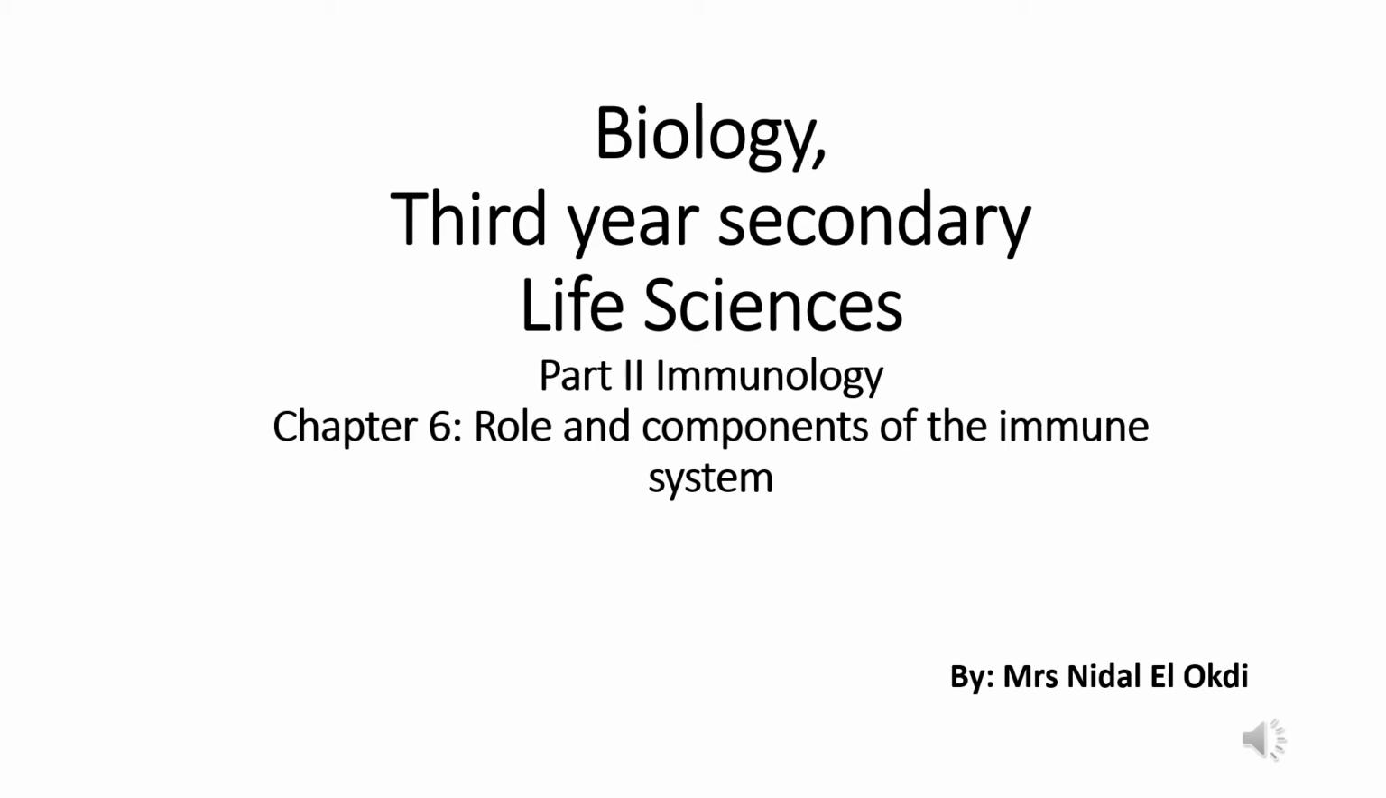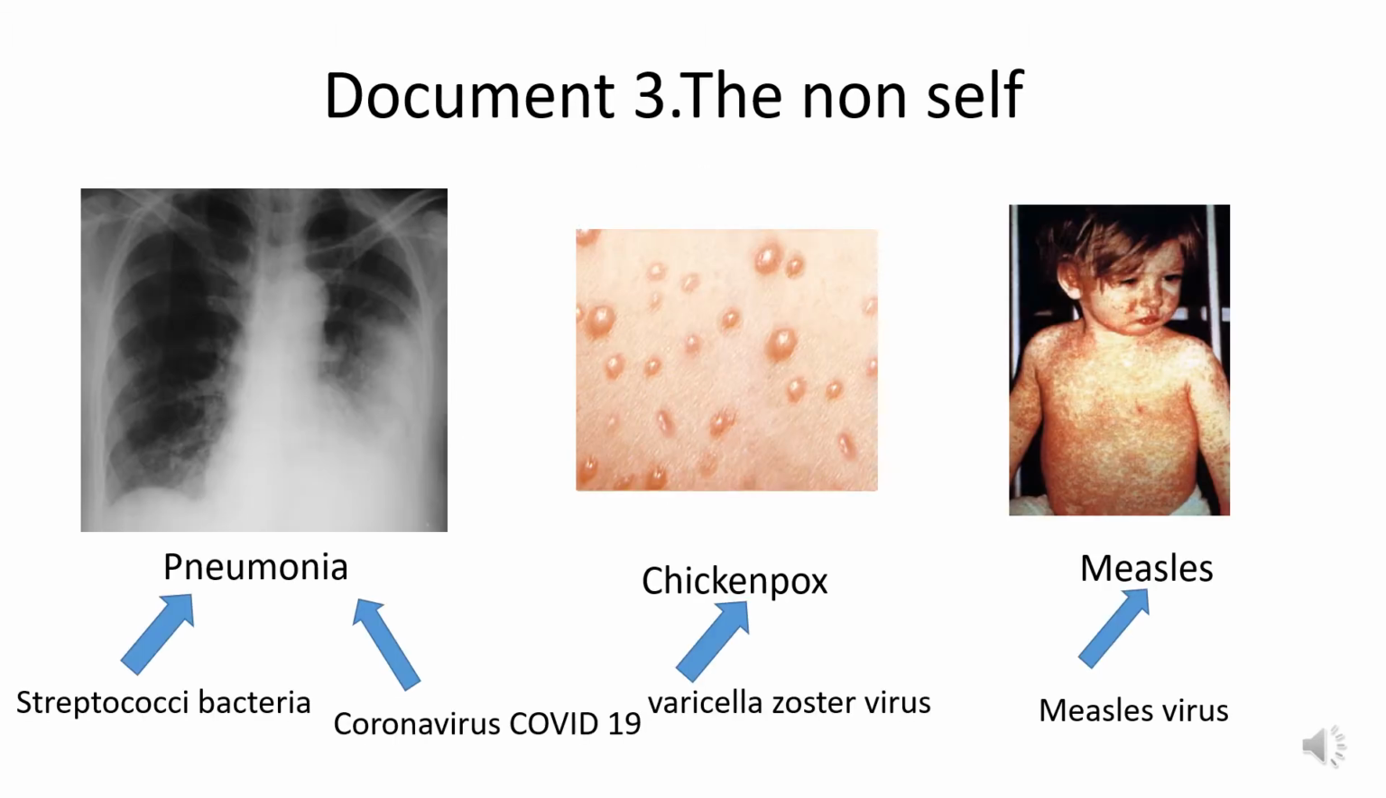Today we're going to continue Chapter 6, Role and Components of the Immune System, with Documents 3 and 4. Document 3, the non-self. What is the non-self? It corresponds to the foreign elements that invade our body.